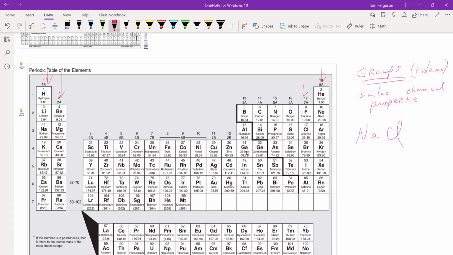Okay, sodium chloride. Now, the thing about sodium chloride is, if you like to cook, and I cook all the time, the chloride is the part of sodium chloride that makes it salty.